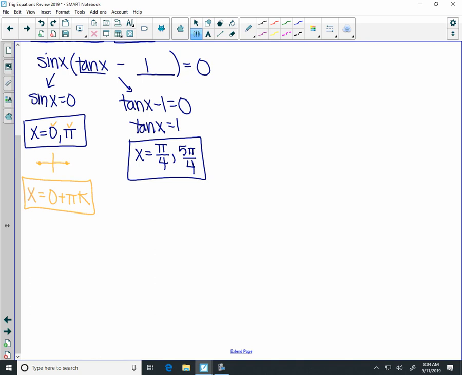For 5 pi over 4 and pi over 4, pi over 4 is right in the middle of the first quadrant. 5 pi over 4 is right in the middle of the third quadrant, so those are also pi apart. So to get all your coterminal angles there, we're going to do 5 pi over 4 plus pi k, and that's going to get both of those. Again, that's the extension. If that was not your goal, you can kind of ignore that piece.